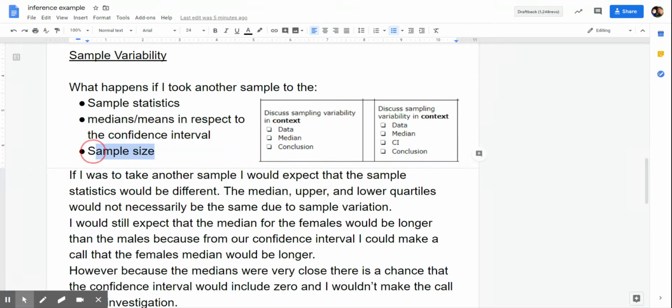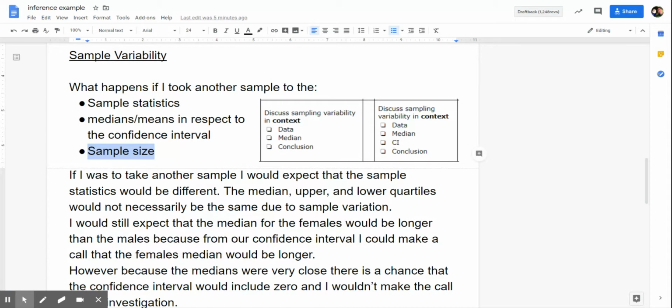Sample size. What happens with the sample size? If I took a bigger sample, we did this a little bit differently this year. This year we talked about bootstrapping. What difference does bootstrapping make with the sample size? If I increase the sample size, does that get more accurate with the bootstrapping method? We'll talk about that in a little while.